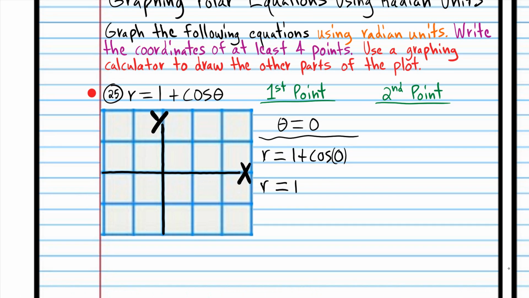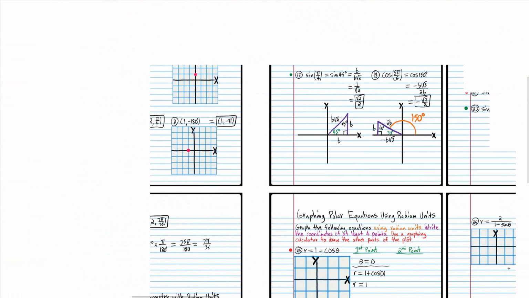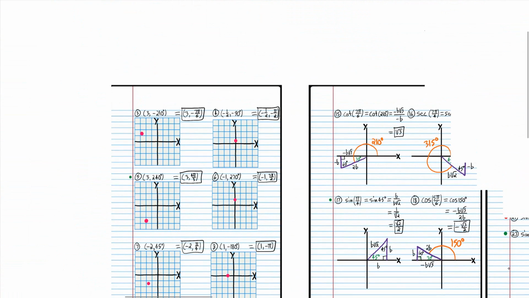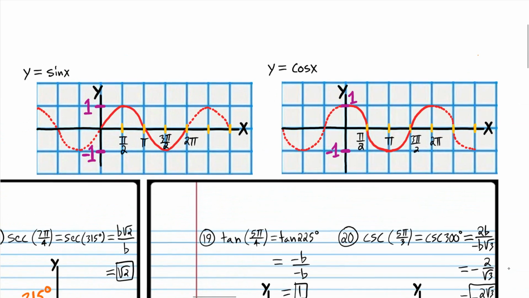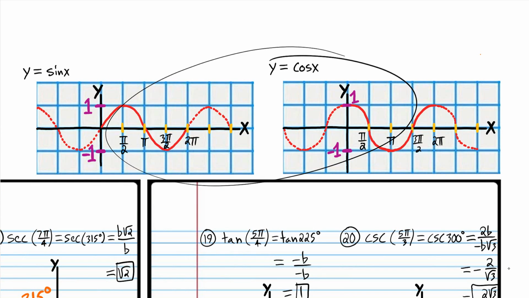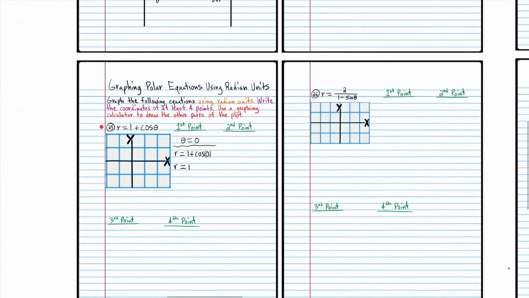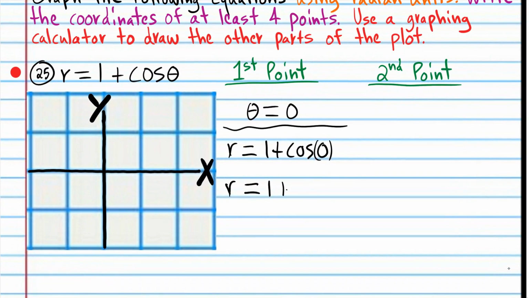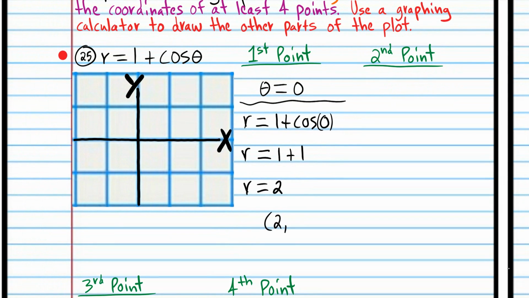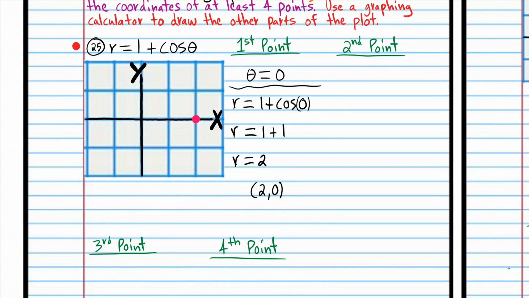and now we have to use our graphs up here, because remember, if it's a quadrantal angle you have to use these graphs. So cosine 0 you can see is 1. So r is equal to 2. So now we have our point. It's 2, 0 radians. So we're going to count out 2 units and then rotate 0 radians, so we have our point right there. So that is the first point.